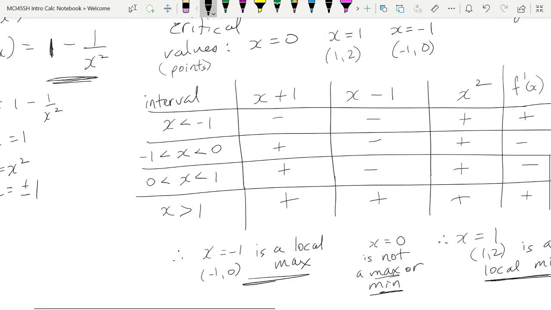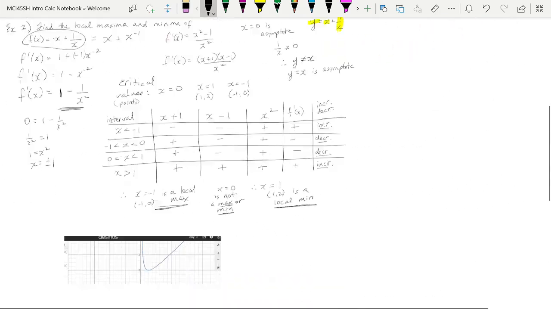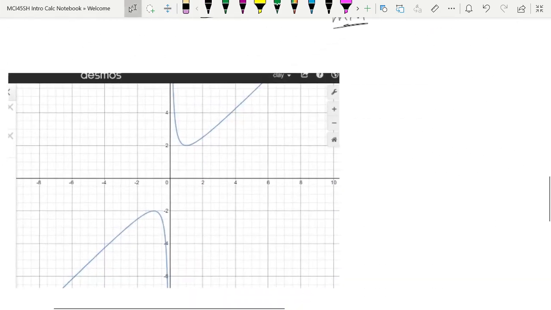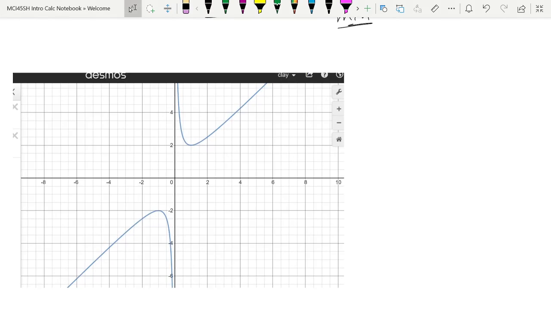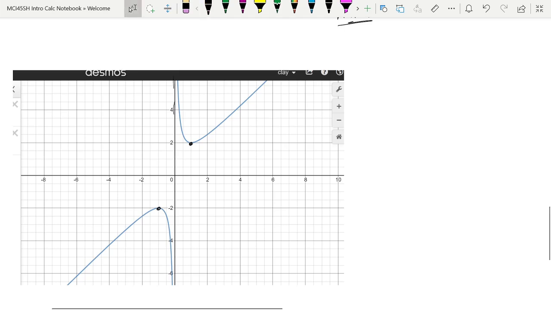You want to see what the graph looks like? I put it on here somewhere. Oh, there it is. It's this guy. Isn't he interesting? And like I told you, the point negative 1, 0 is a local max. The point 1, 2 is a local min. And remember, we found out that when x is 0, it was a critical point, but it was definitely not a local maximum because it did happen to be a vertical asymptote.